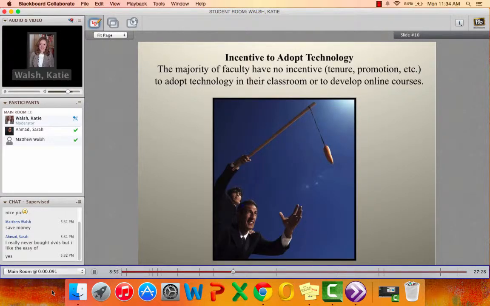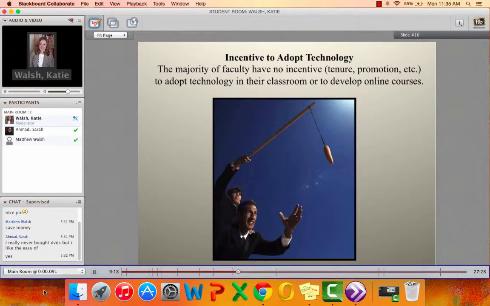The first way we can effectively integrate technology is to provide faculty with an incentive to adopt technology. The Inside Higher Ed survey found that one in three faculty had taught an online course. I thought that was a higher number. I'm in higher ed, and that's higher than I thought.